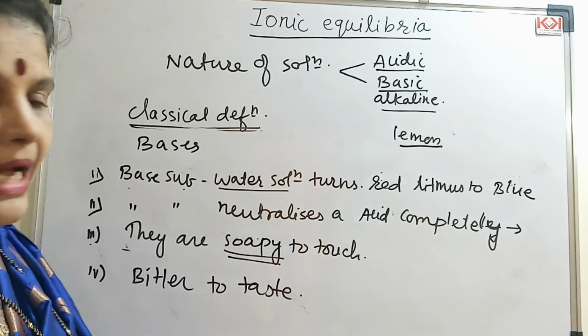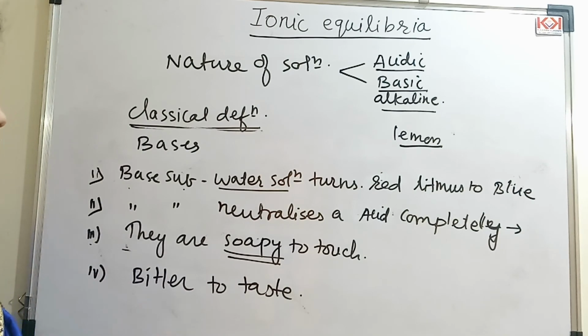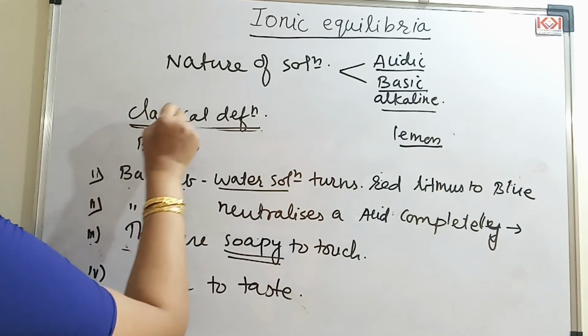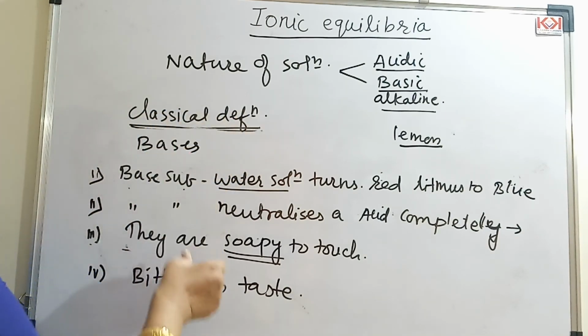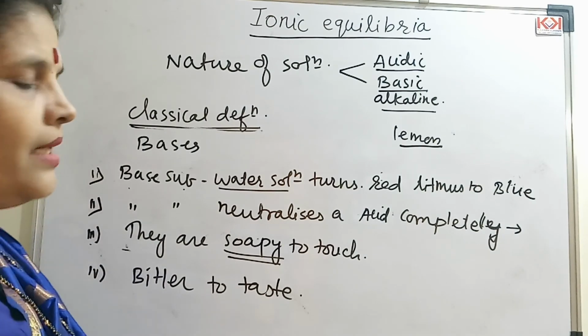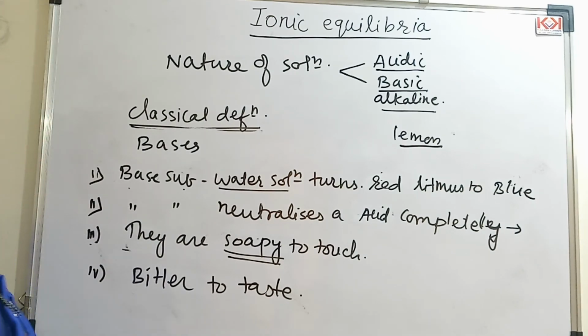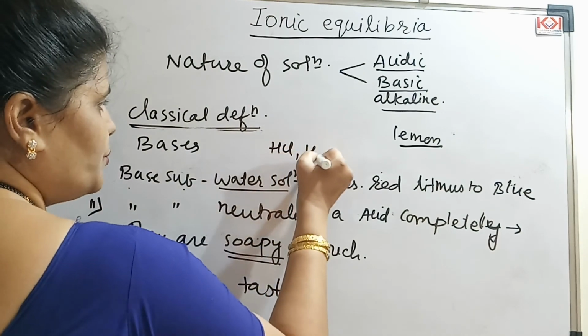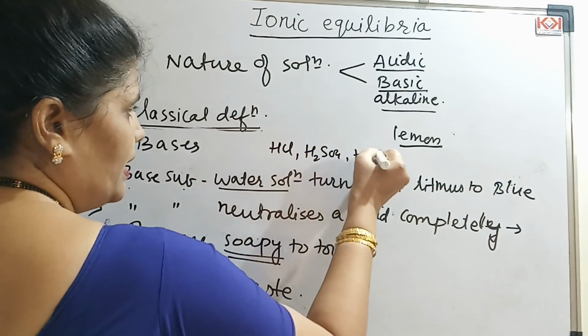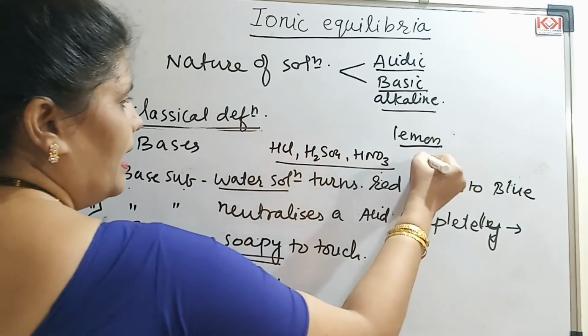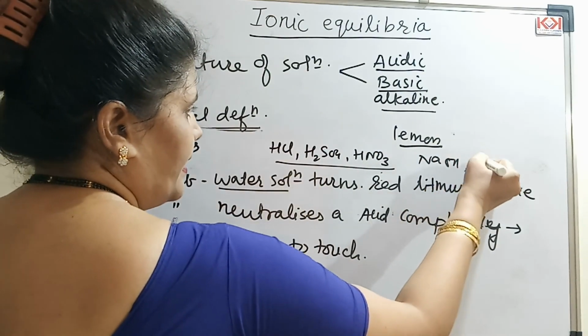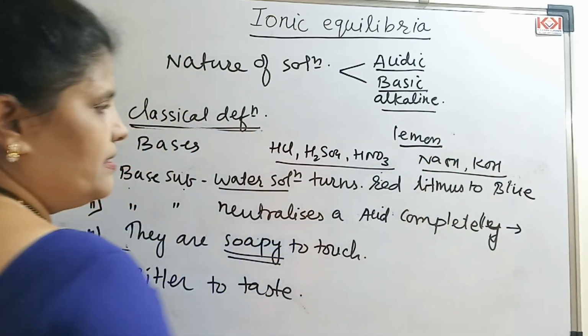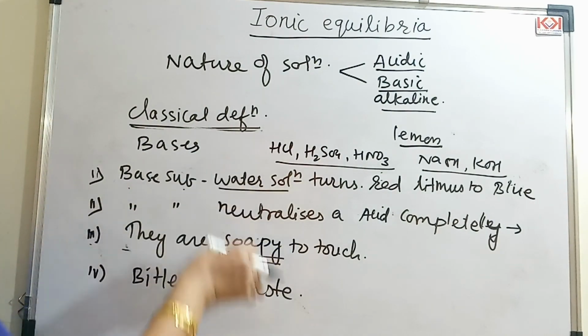Whenever a question is asked to give the definition, you have to write according to the classical definition. Then you have to write the 4 points for each of acids and bases. So on this basis, by the classical definitions, HCl, H2SO4, HNO3 are acids, and NaOH, KOH are bases, based on the 4 classification points.